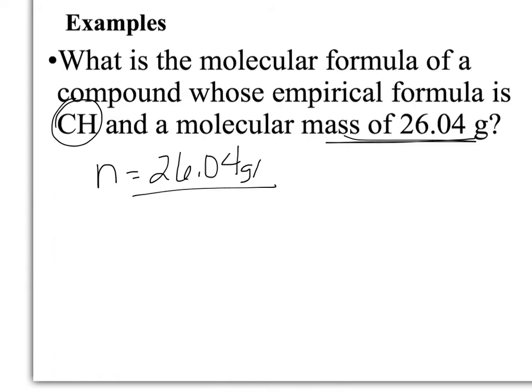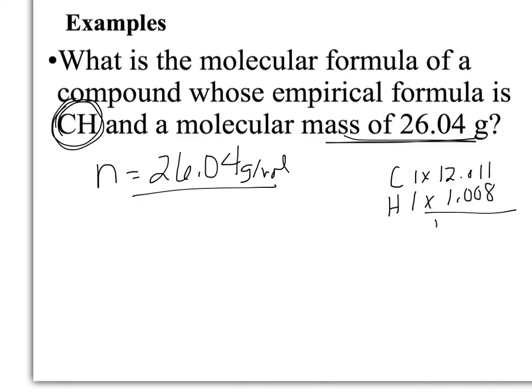divided by, it should be grams per mole, our mass of this. So we have to calculate that. If we have 1 C, and it's 12.011, and we have 1 H, and it's 1.008, what do we get? 13.019. That's our empirical mass. That goes on the bottom. And you can clearly see it's just about 2. So our N is 2.